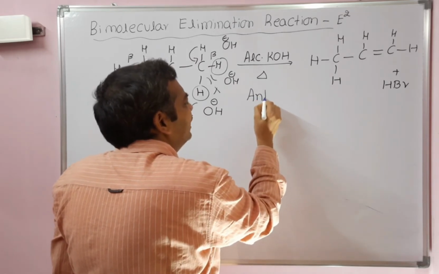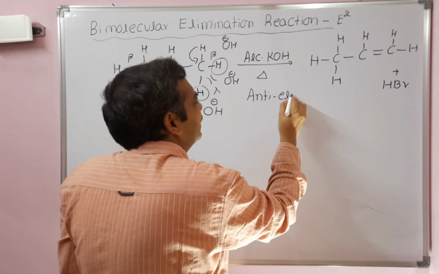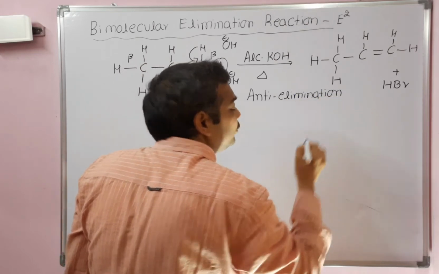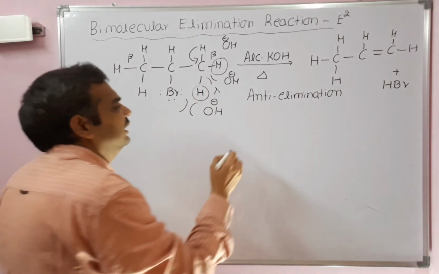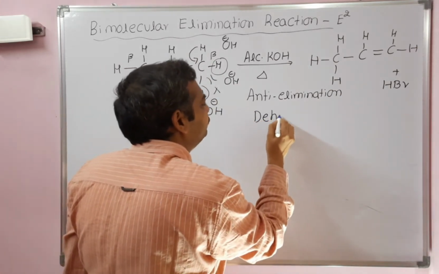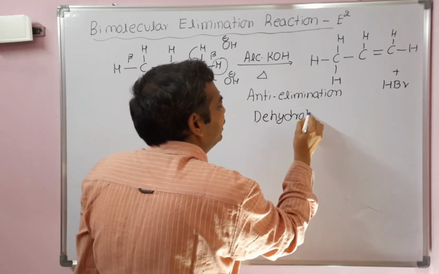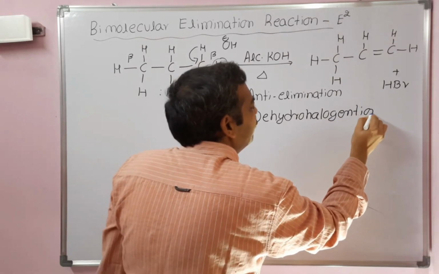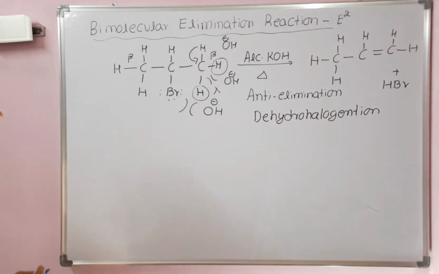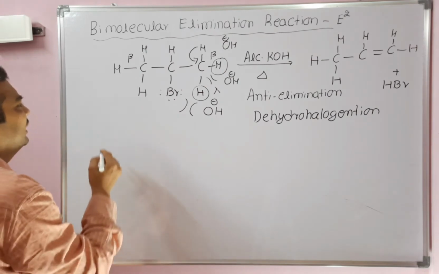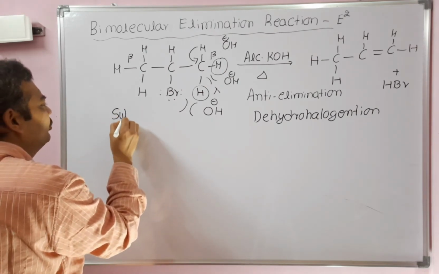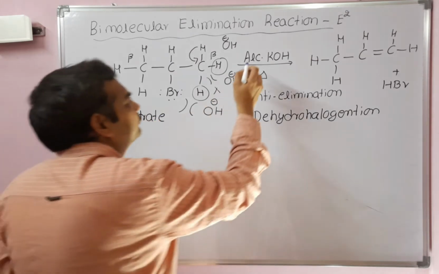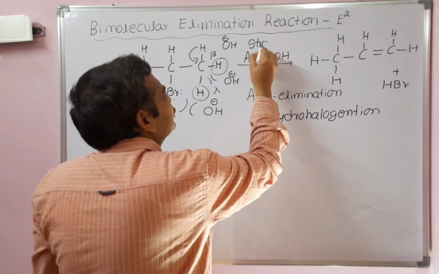Why it is anti-elimination means, base abstracts a proton on beta carbon which is opposite to bromo, and it is a dehydrohalogenation reaction. We will see the mechanism, why it is E2 and why not E1. You see the experimental data. From the experimental data, let us say 2-bromopropane is the substrate, the starting material, and alcoholic KOH is a strong base.